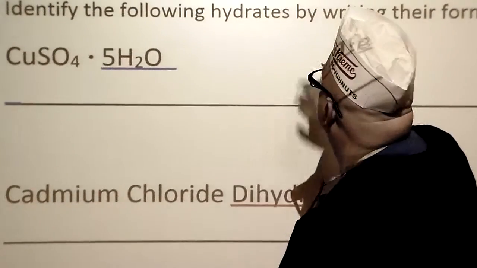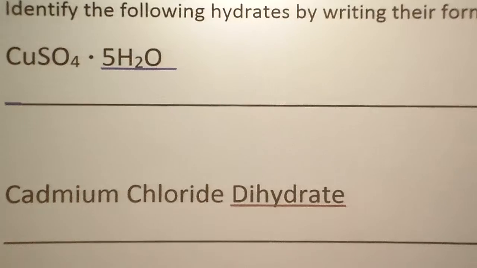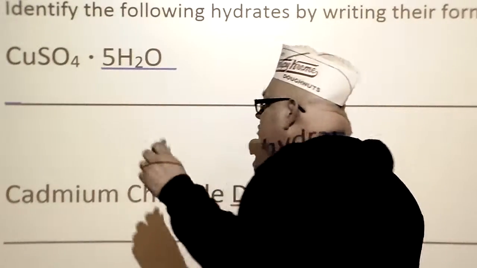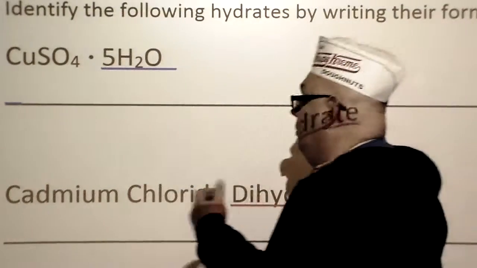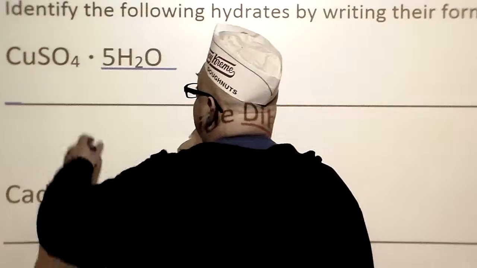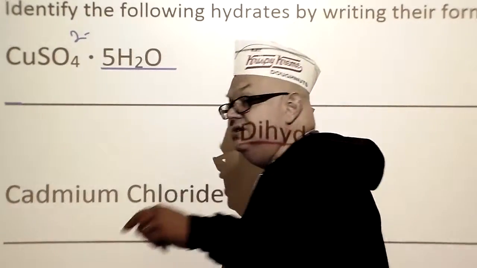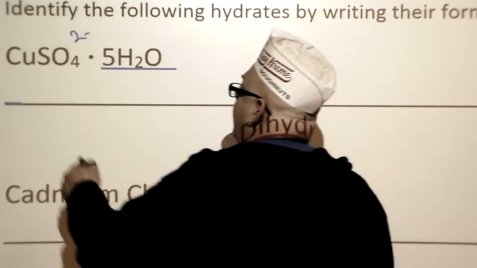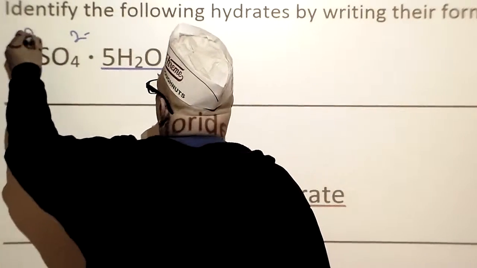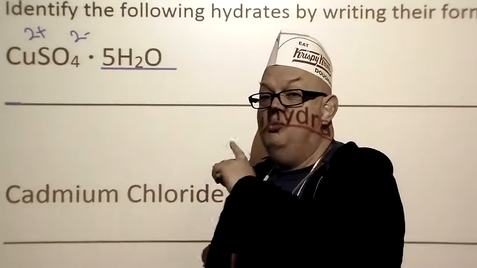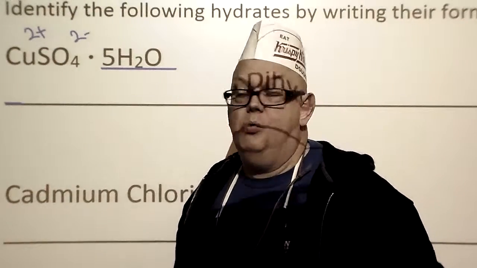So let's do a couple more examples here. Identify the following hydrates by writing their formula. Well, this is CuSO4, and in the interest of time, I'm going to say this is a -2 charge, the SO4, because you'd have your ion chart. That means this copper, there's only one, so it has to be a +2, which means Roman numeral time, because you have copper in more than one form.